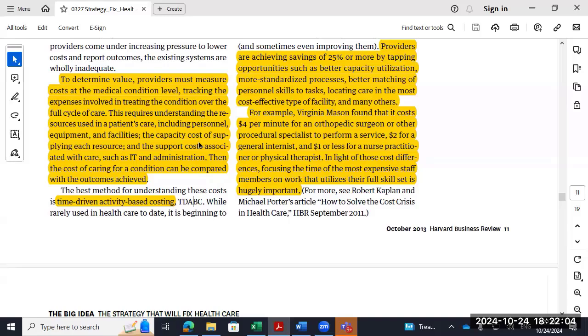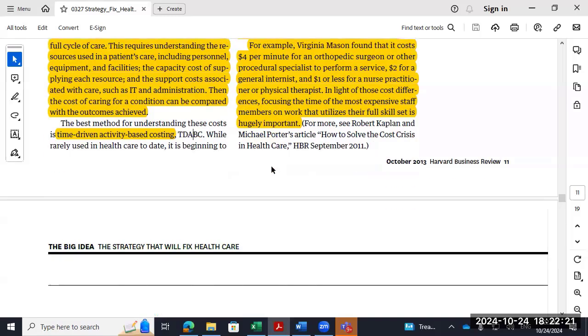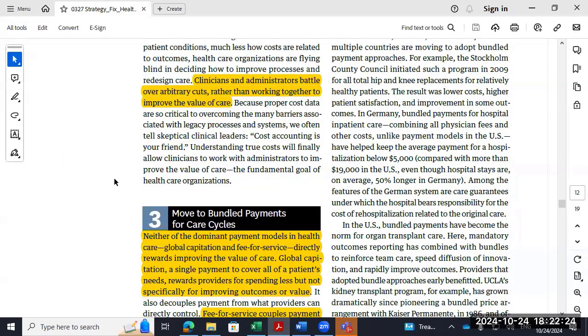Hospitals need to do the same thing. You got a nurse practitioner who is probably going to do it better than the high paid doctor who probably hasn't done it in a while. But for the hospitals, stop and think, that makes more sense. It's more efficient. When they're not incentivized to do that, they're not going to do it. But yeah, you can move a lot of this to nurse practitioners, to interns, to other people that you don't have to pay the full fare. Clinicians and administrators battle over arbitrary cuts rather than working together to improve the value of care. So we've got to change the model, change the incentives.